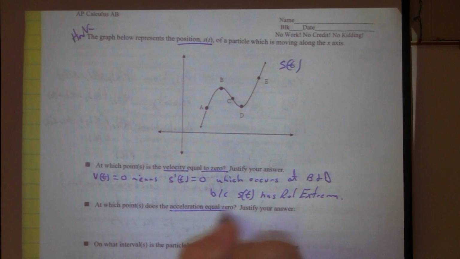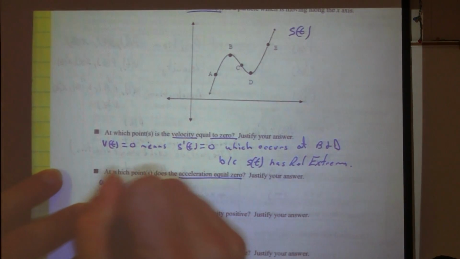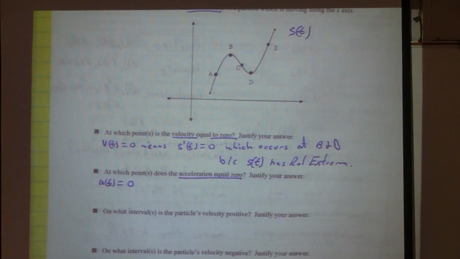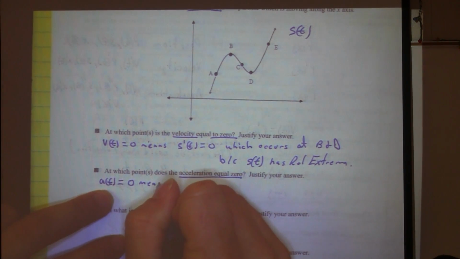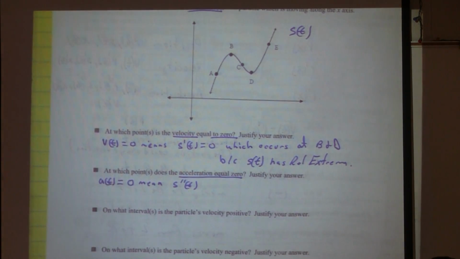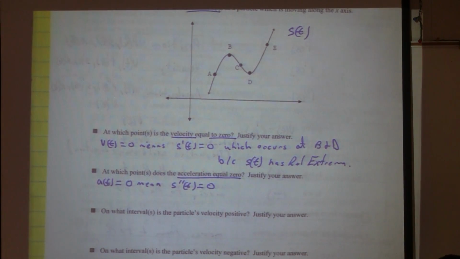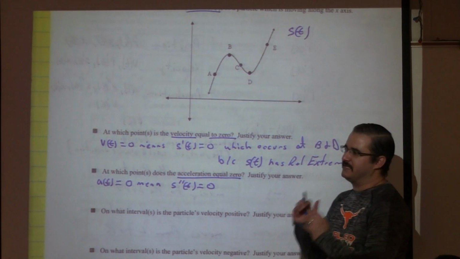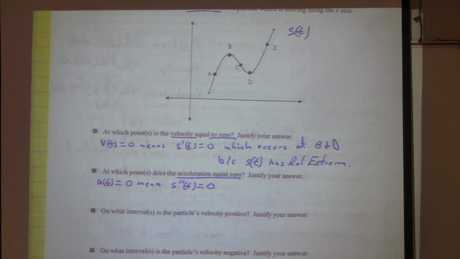At which points does the acceleration equal 0? Acceleration, so that's a of t. If a of t is equal to 0, what does that mean? That means s double prime of t, which is the second derivative of the position function, has to equal 0. And what does it mean when the second derivative equals 0? Or how do I know a specific place where the second derivative equals 0? At a point of inflection, right? So, is there a point of inflection here?